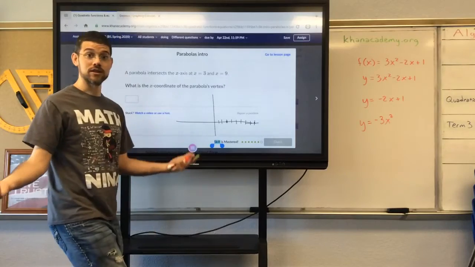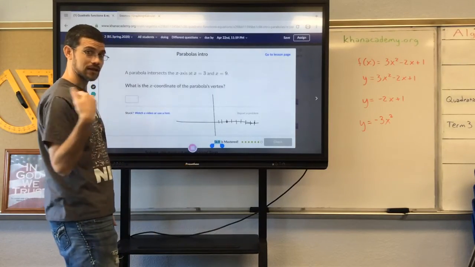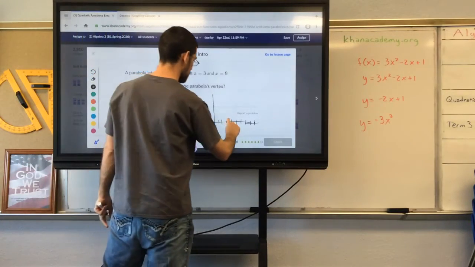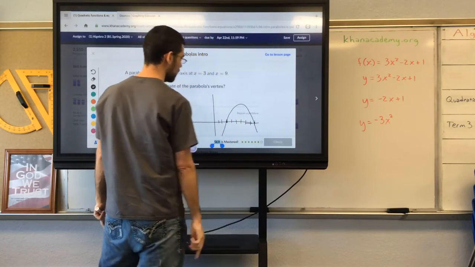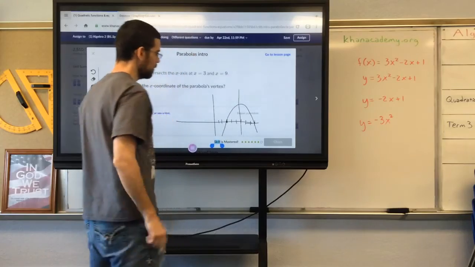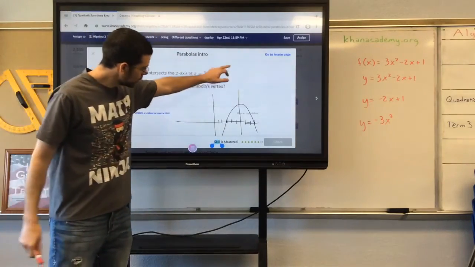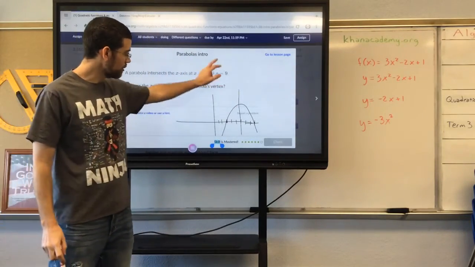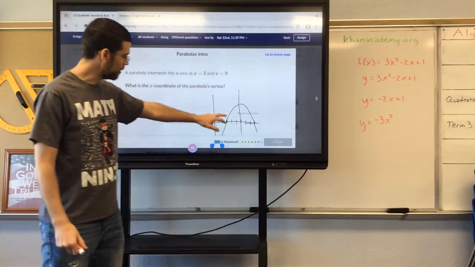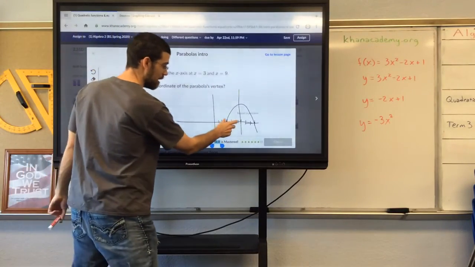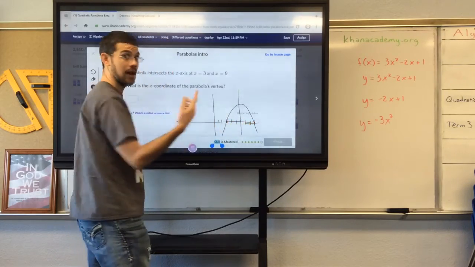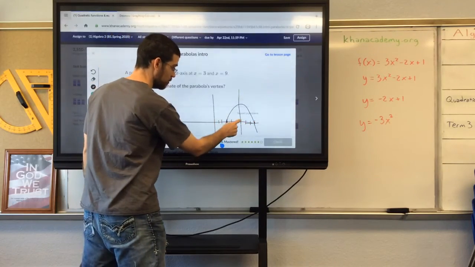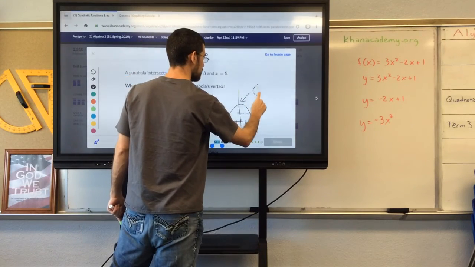Now, it's symmetric like we talked about, so the vertex has to be halfway between those points. So maybe it opens down like so, and it has an axis of symmetry straight through the vertex. I didn't draw it very well, but you get the idea. That axis of symmetry has to be halfway from 3 to 9. Halfway from 3 to 9 is 6, which is where it landed here. So the x-coordinate here has to be 6.